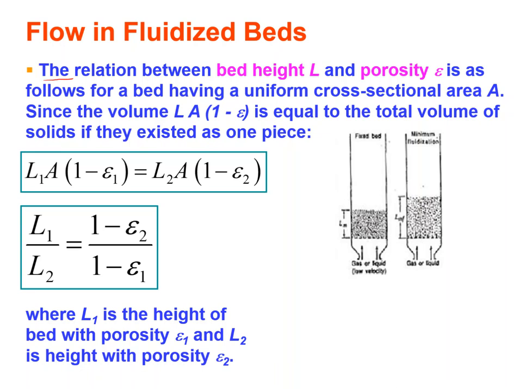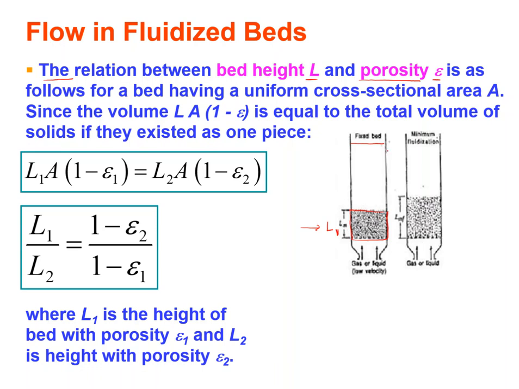So the relation between the bed height L and the porosity epsilon, of course height or length, here we are using the same thing, and the porosity epsilon, porosity is the void fraction, if you remember from the packed bed, is as follows. So for a bed having a uniform cross-sectional area A, suppose this is the initial state where I have a fixed bed, and suppose I want to know what is the volume of the particles. So those are the particles here, and let me call the length, for example, L1.